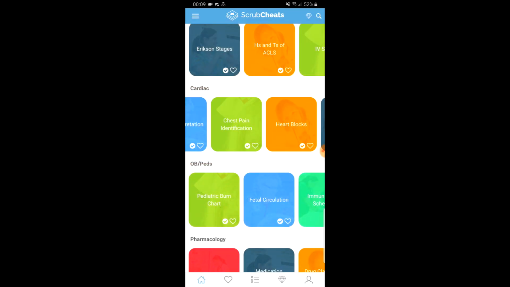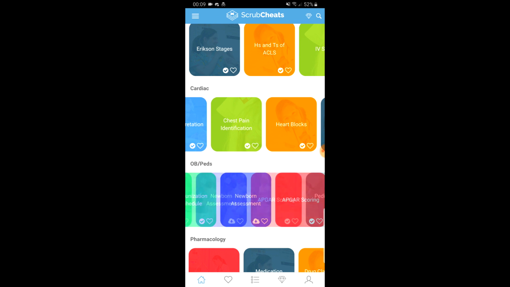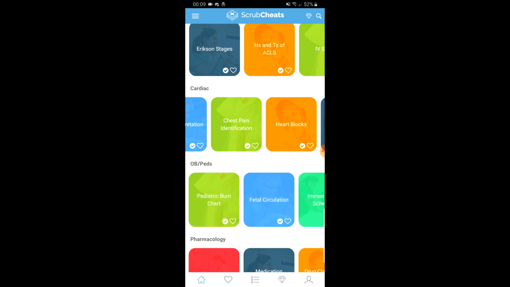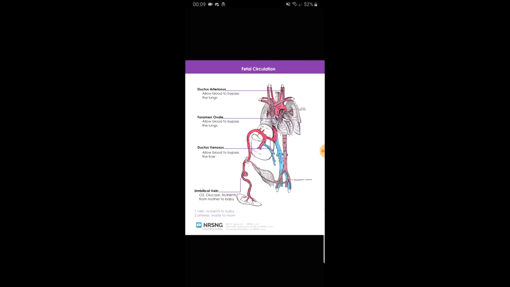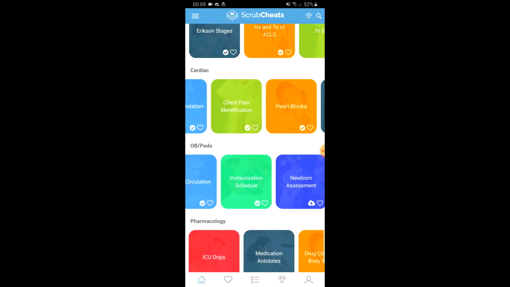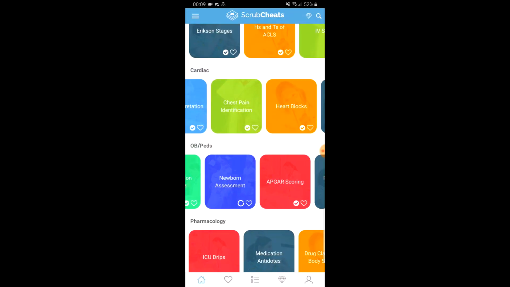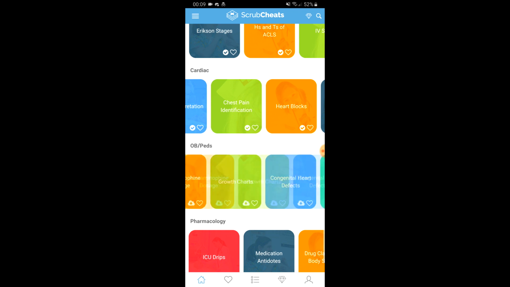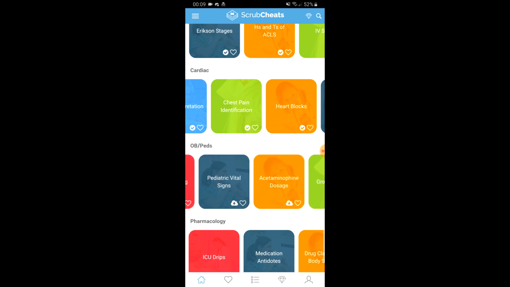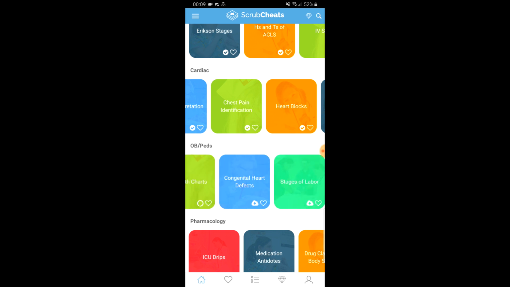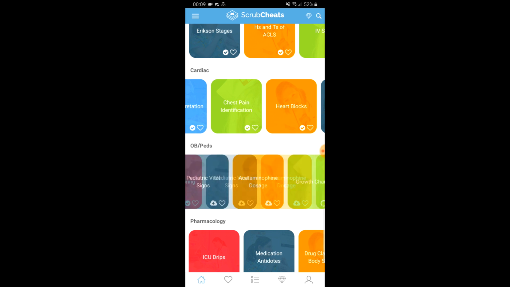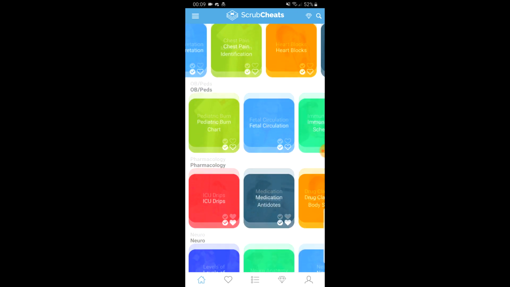Now here in the UK, as an adult nurse, I've never really had any pediatrics, but when I do, this is probably the first place I'm going to look. Then I can just be like, boom, okay, fetal, let's see, immunization schedule, boom, I know exactly what I'm doing. Newborn assessment, boom, it's downloading. Even vital signs, let's see what else is there. Some of them I've still got to download, but with that said, literally it's got everything you need to know.